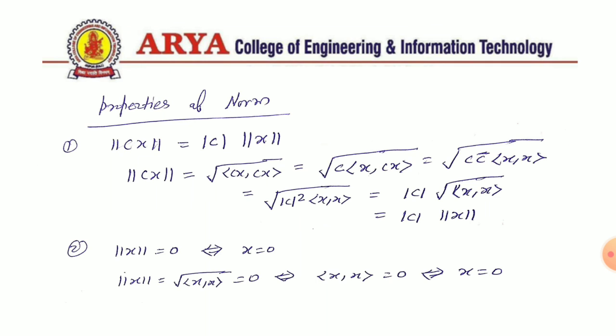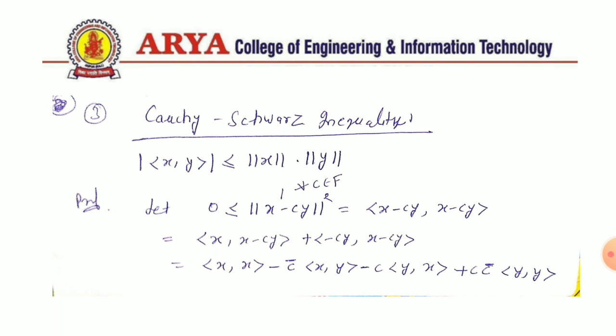Again, the second property is norm of x equals 0 if and only if x equals 0. So if we take norm of x, then by definition square root of inner product of x and x equals 0. If and only if inner product of x and x equals 0, if and only if x equals 0, so this property is also satisfied.